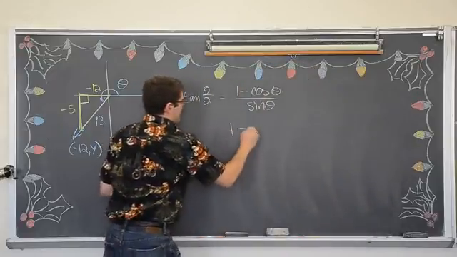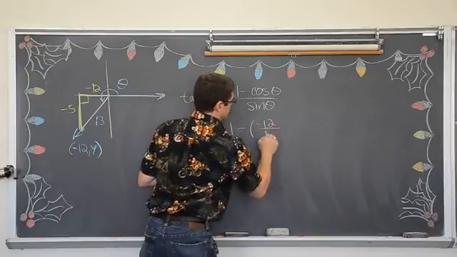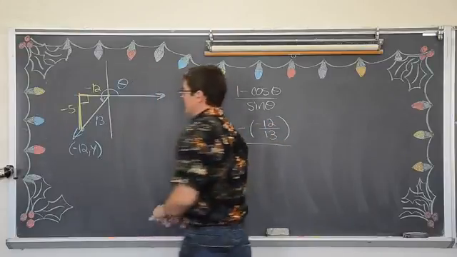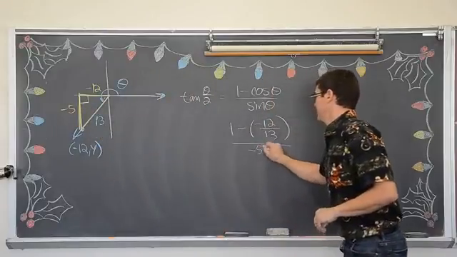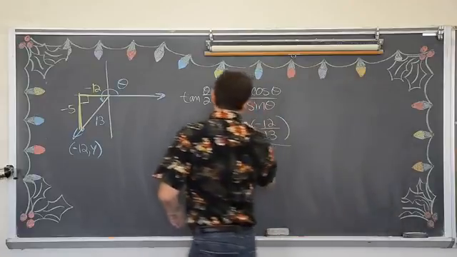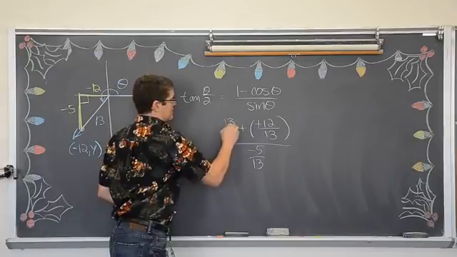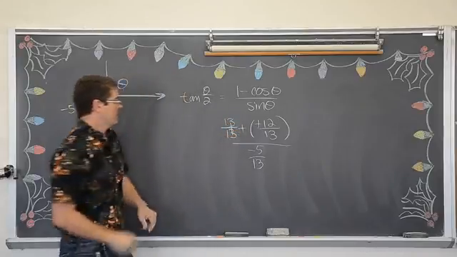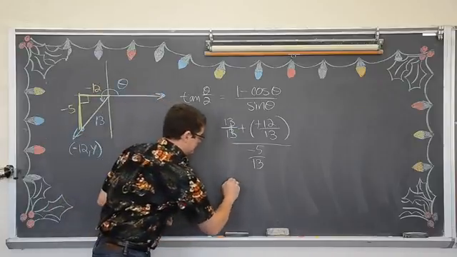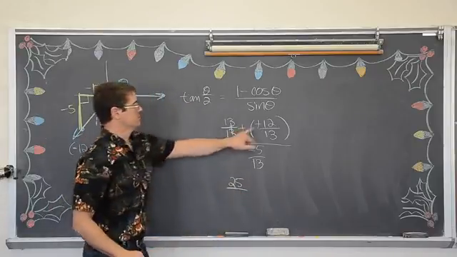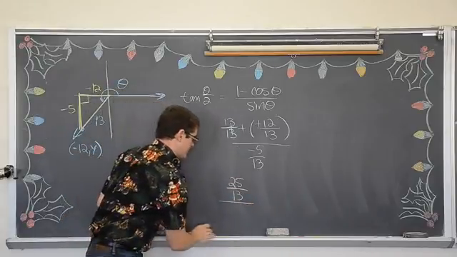So we've got 1 minus cosine of theta, -12 over 13, over sine of theta, sine is y over r, -5 over 13. Okay, two negatives cancel out to make a positive. We need a common denominator with that 13, so 13 over 13, and we get 13 plus 12 is 25, over a common denominator of 13, over -5 over 13.